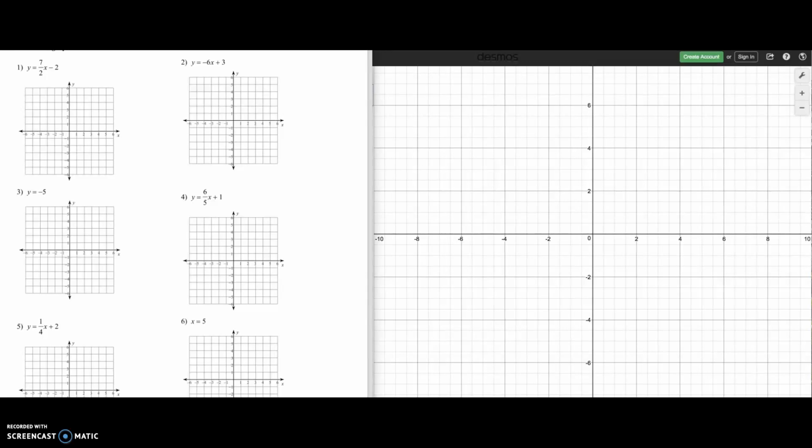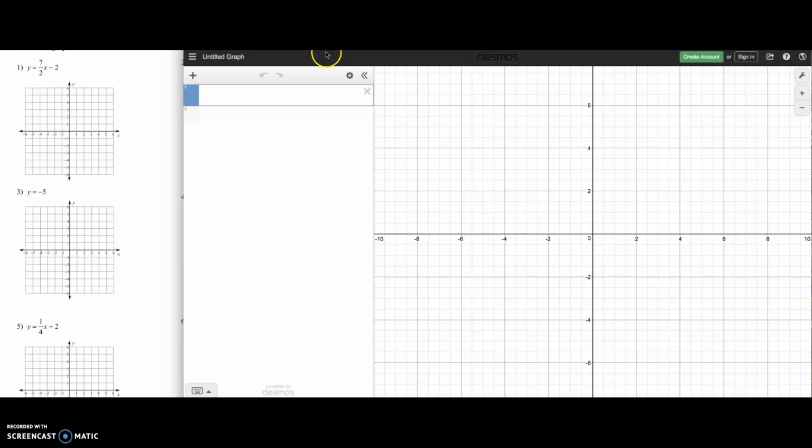Okay, using Desmos.com to graph. So I have right here some examples of some lines or an assignment where you might be asked to graph and sketch the graph. And understanding the principles of graphing, the y-intercept and the slope, help us to be able to do that. Once we've done that, we can come over here, and this is the website called Desmos.com.